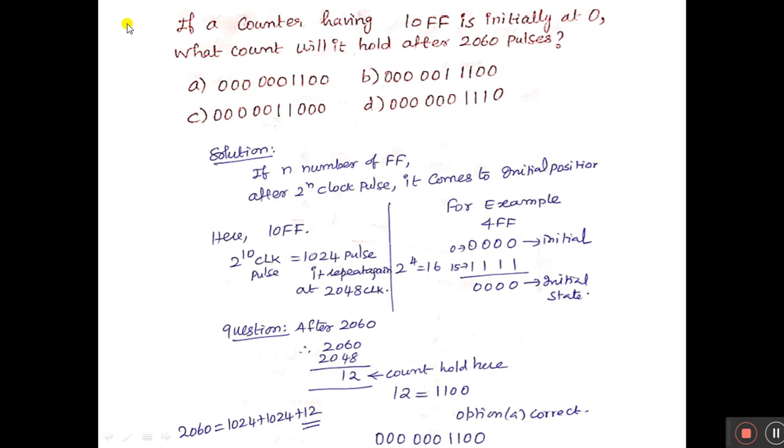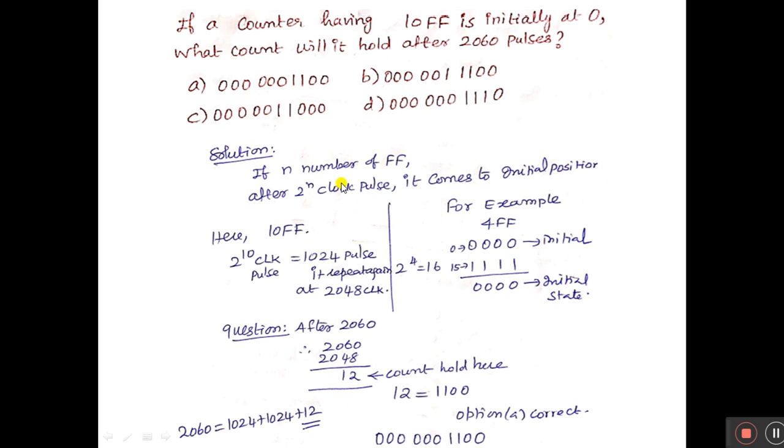If n number of flip-flops are given, after 2 power n clock pulses it comes back to the initial position. For example, if I take 4 flip-flops, that means 2 power 4, which is 16. So 0, 0, 0, 0 is the 0th position, and the 15th position is 1, 1, 1, 1. After the 15th position, the 16th value is 0, 0, 0, 0. It comes back to the initial state. That's why I am saying that after 2 power n clock pulses, it comes to the initial position 0, 0, 0.